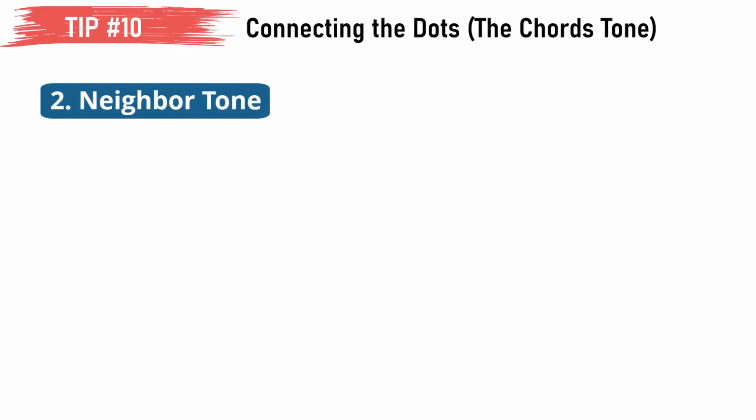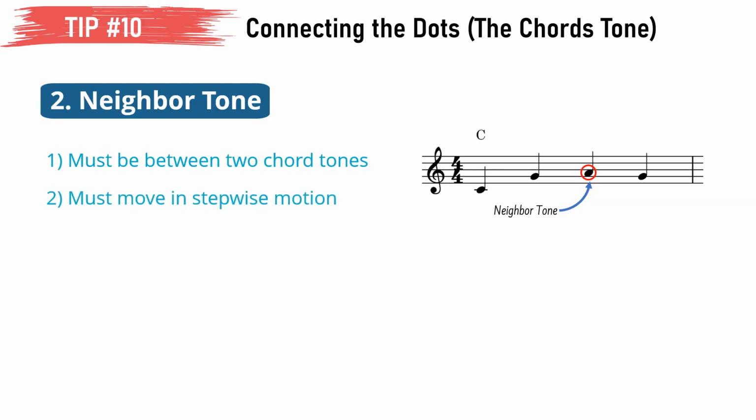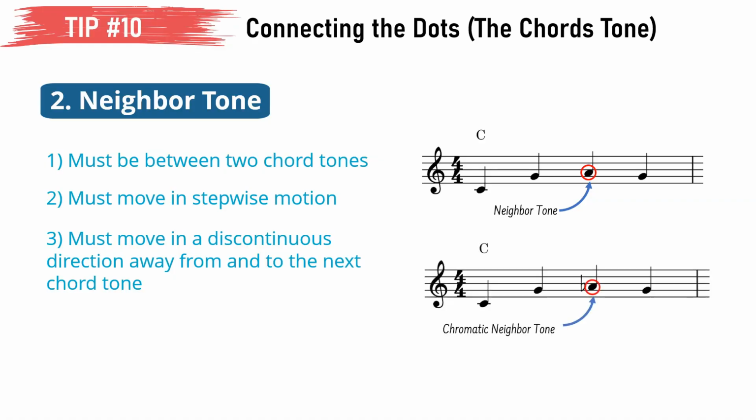A neighbor tone is a type of non-chord tone. It is used to move away from and return to the chord tone. 3 criteria must be met. Must be between 2 chord tones, must move in stepwise motion, must move in a discontinuous motion away from and immediately return to the same chord tone.